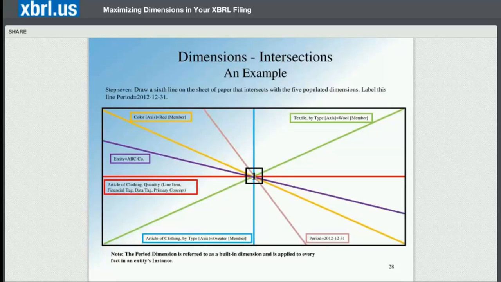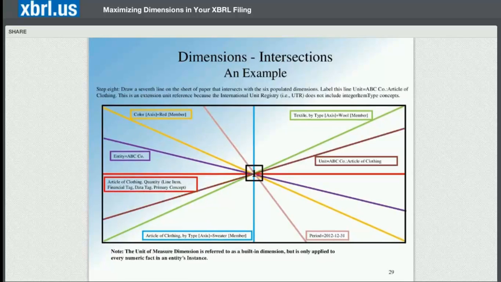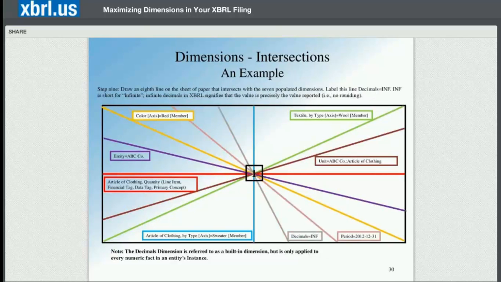We put a period on it. That's a built-in dimension. And this is going on that value in my instance. I put a unit on it, and I called it article of clothing. And that's a built-in dimension. And I put the precision of the fact value, and here I put INF because this is one article of clothing. It can't be any more or less. It's not rounded. It's not truncated.